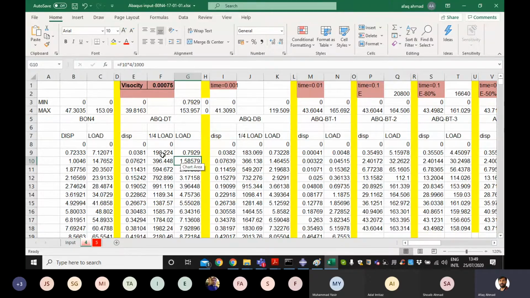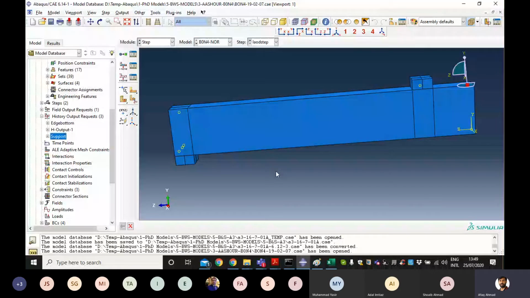If someone asks me, I'm interested to find out the whole load, you just have to multiply the quarter reaction by four. If you are modeling the half, then you just multiply by two. If you are modeling the full scale, you do not need to multiply by anything else. So this is the main concept of the quarter geometry, how you can work smart and model your beam as a quarter member so that you have less analysis time.